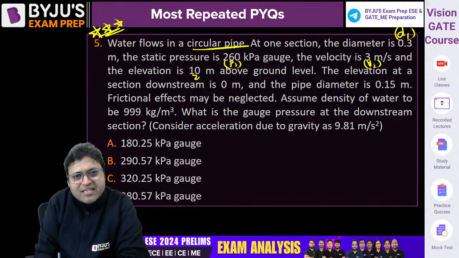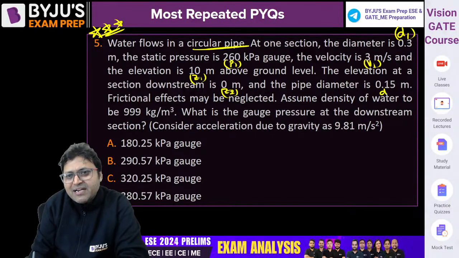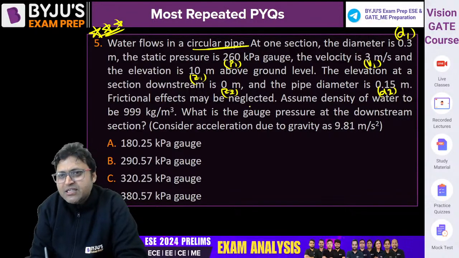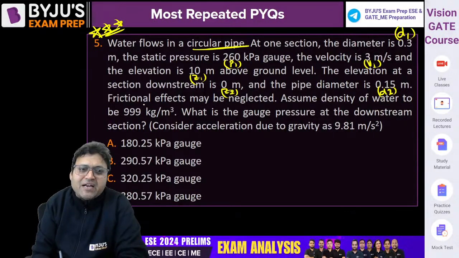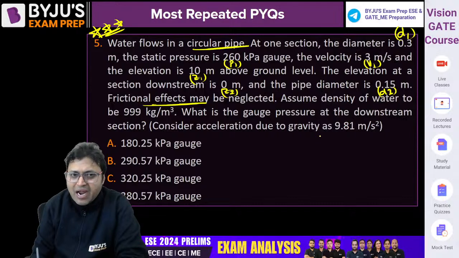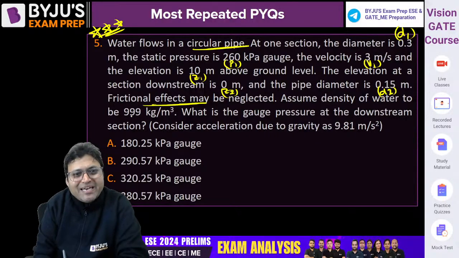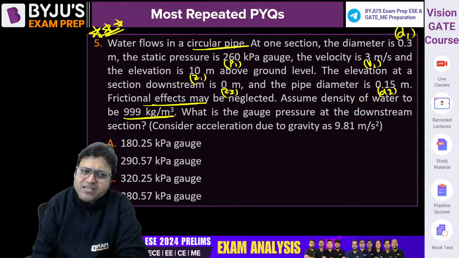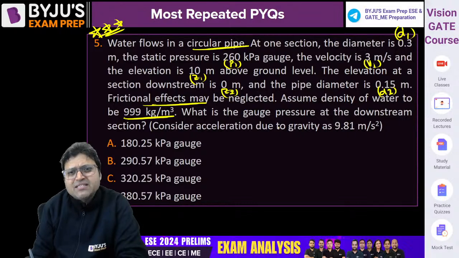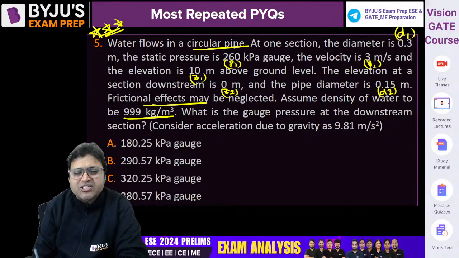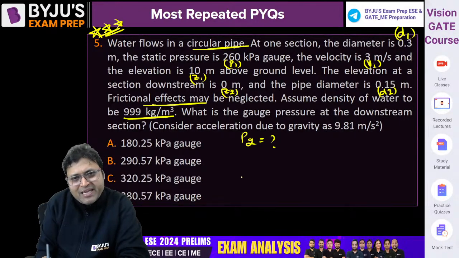And elevation, that is Z1, is above the ground level. The elevation at a section downstream is 0 meter, that is Z2 is 0. And the pipe diameter, that is D2, the question is from the Bernoulli equation, is 0.15 meter. Frictional effects may be neglected, that means ideal flow. Assume the density of water to be 999 kg per meter cube, almost 1000. What is the gauge pressure at the downstream section?